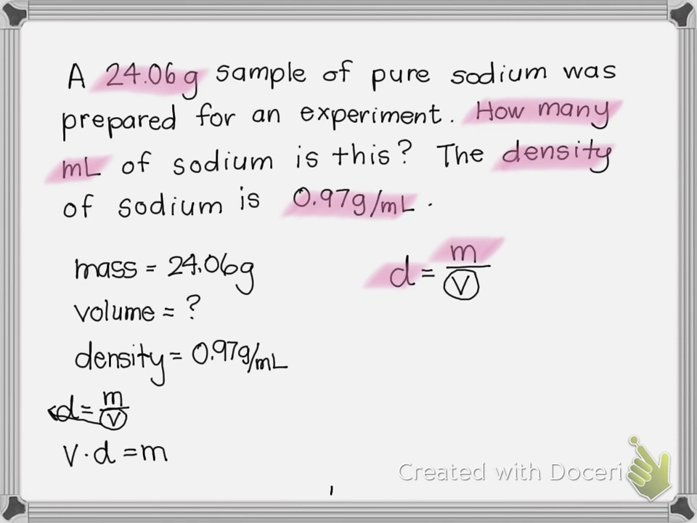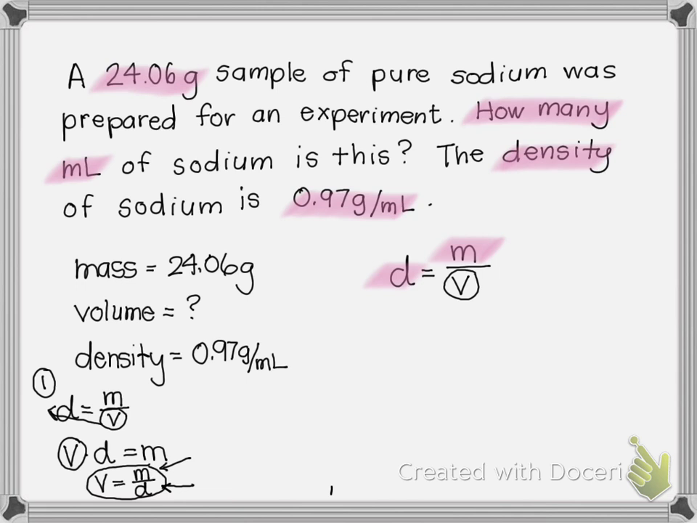And then now I need to get volume by itself. So I'm going to divide both sides by density. So then it says volume equals mass over density. So I could right there now plug in for the mass, which I know, and the density, which I know, and get my answer. So that would be one way you could rearrange the equation first.